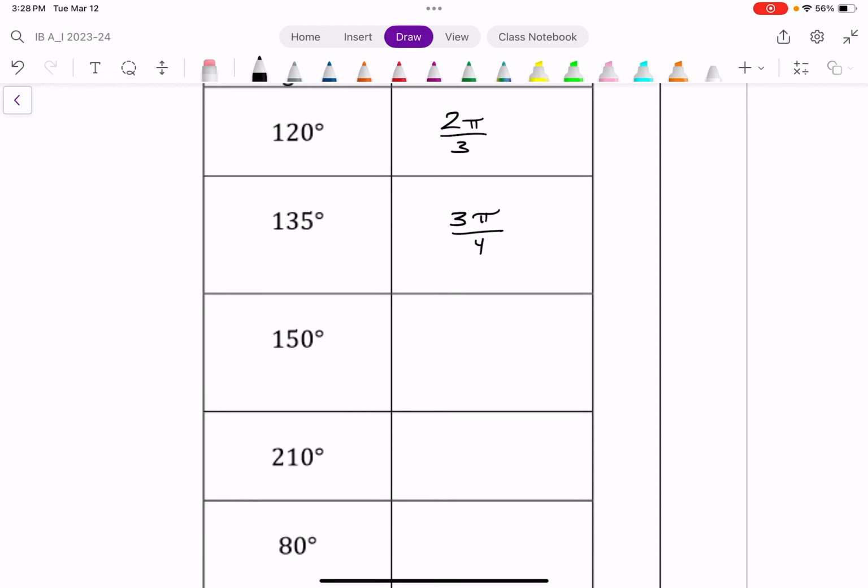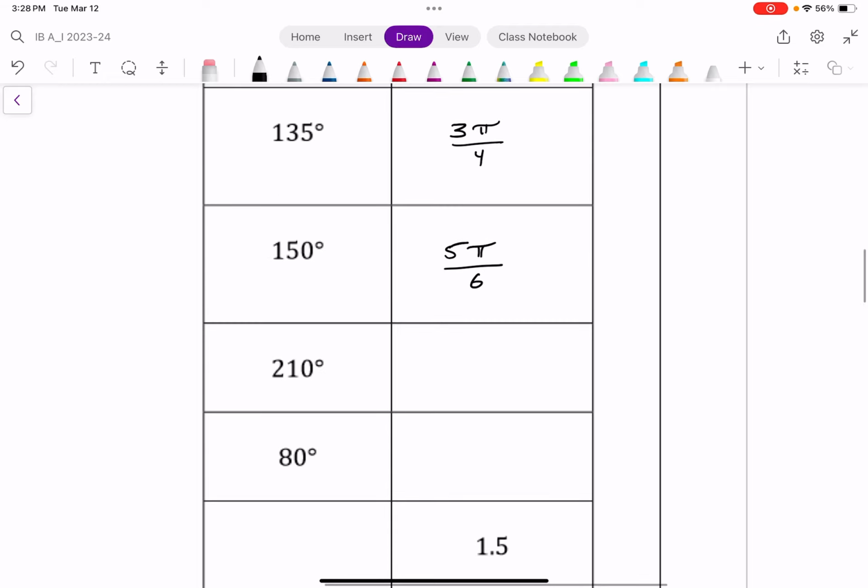150 degrees is 30 degrees 5 times. 30 degrees is pi over 6, and so we have 5 of them, so 5 pi over 6. 210 degrees, just more than half a rotation, is 7 times 30 degrees. So it's 7 pi over 6.